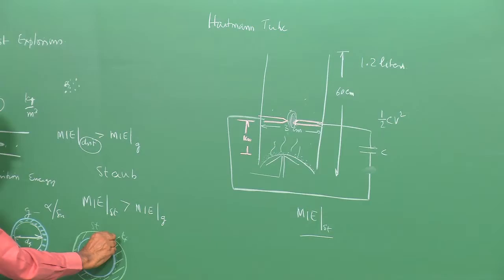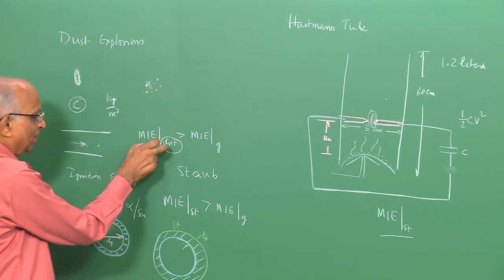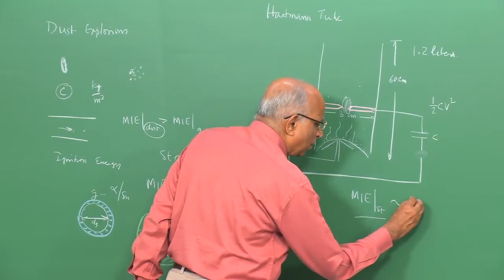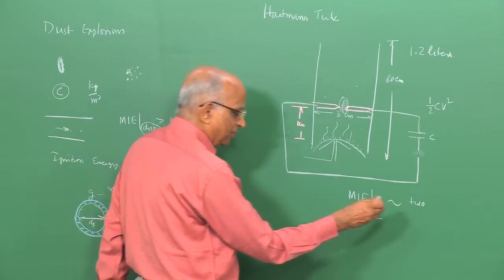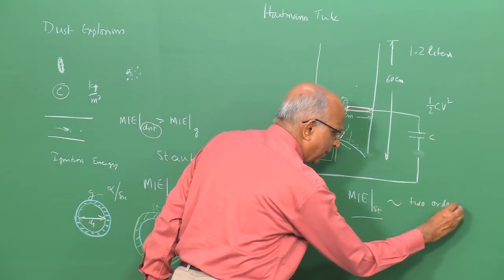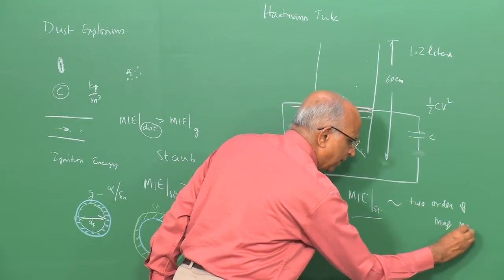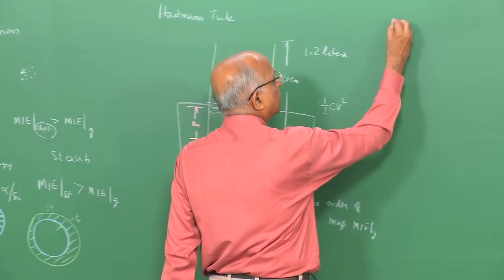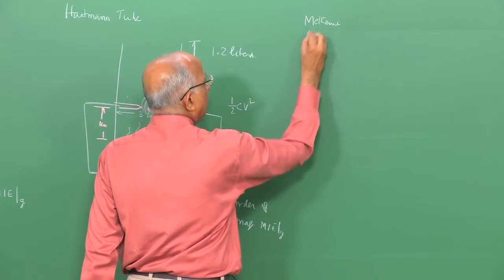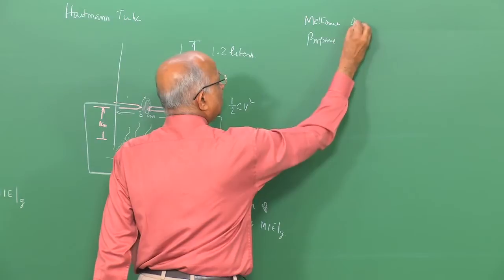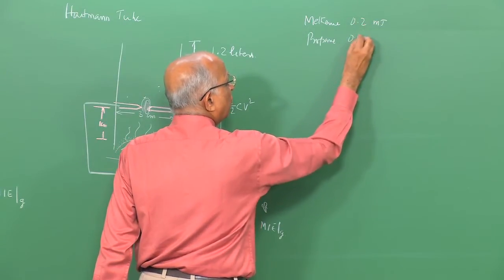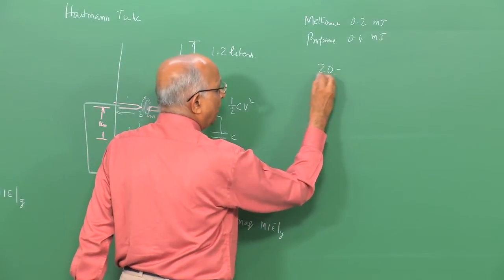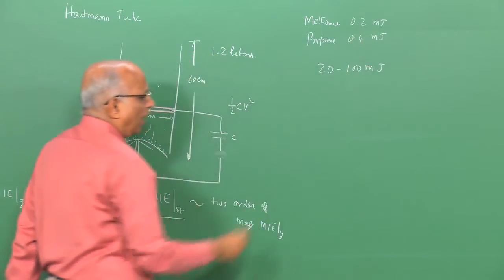Since the thickness of a dust explosion is much larger than a flame, intuitively we also say that the minimum ignition energy is greater than for gases. We find the values are something like 2 orders of magnitude greater, almost 100 times greater, than the minimum ignition energy for a gas mixture. For hydrocarbon mixtures like methane-air and propane-air, the ignition energies were between 0.2 and 0.4 millijoules. For dust-air explosions, the ignition energies are typically between 20 and 100 millijoules, that means typically about 100 or larger.